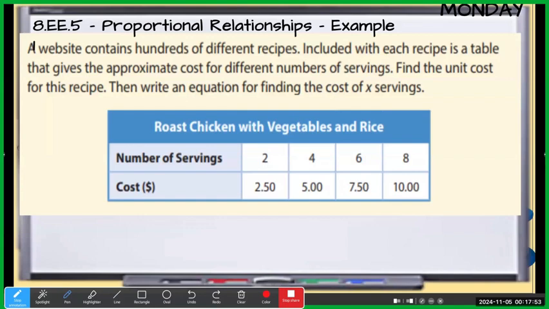A website contains hundreds of different recipes, and with each recipe is a table that gives the approximate cost for the different numbers of servings. Find the unit cost for this recipe, then write an equation for finding the cost of every serving.